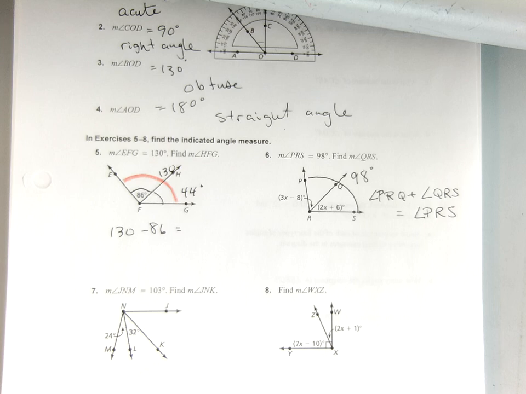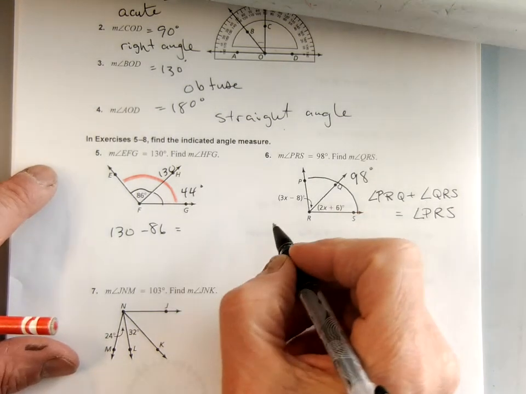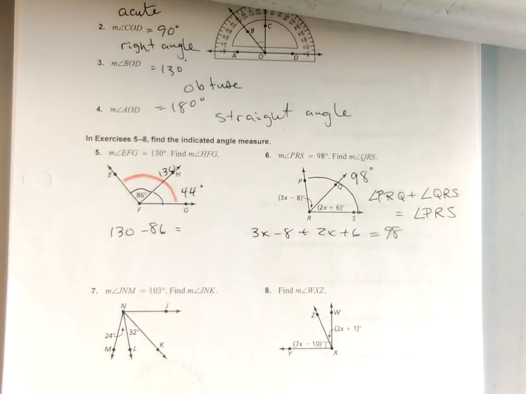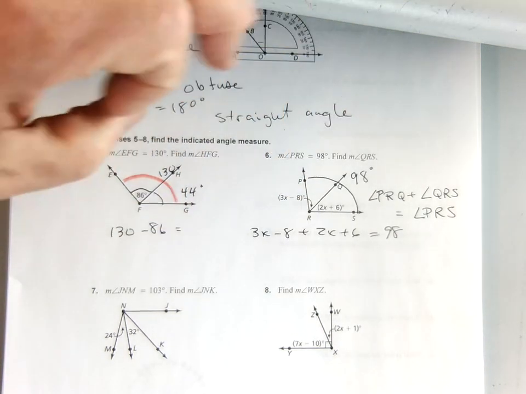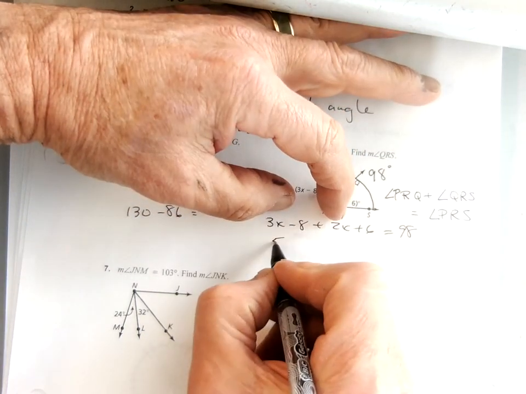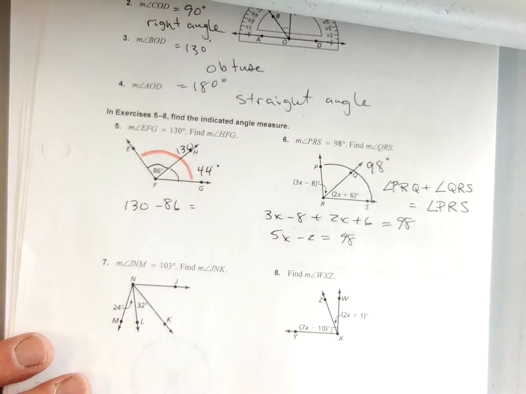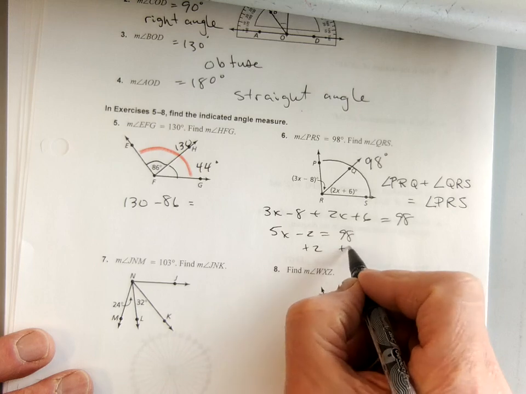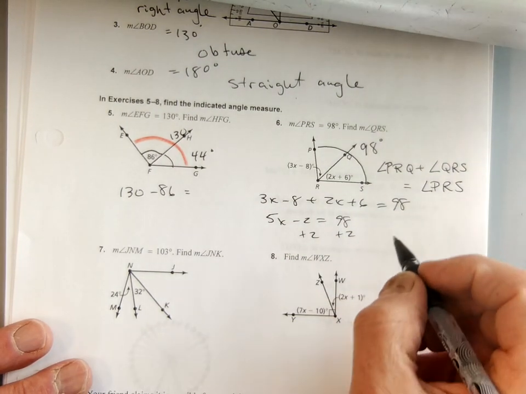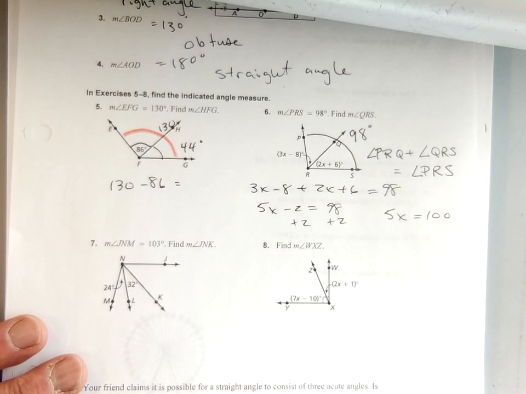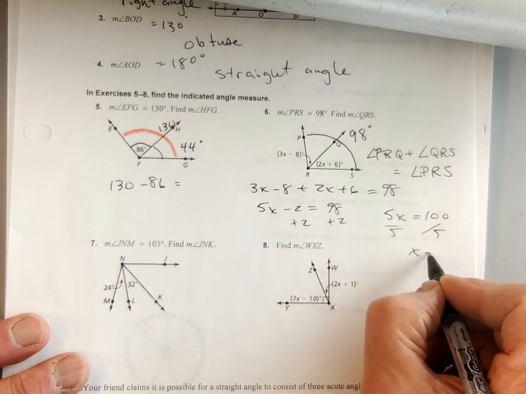Let's just do it. So I'm going to take my 3x minus 8 plus 2x plus 6 equals 98. And I'll step back and let you figure out what I did. I'm just going to add the two angles and make it equal to 98. Well, that's not too hard. How about 5x minus 2 equals 98. And then plus 2 plus 2. I'm going to have 5x equals 100. Divide by 5, divide by 5, x equals 20.